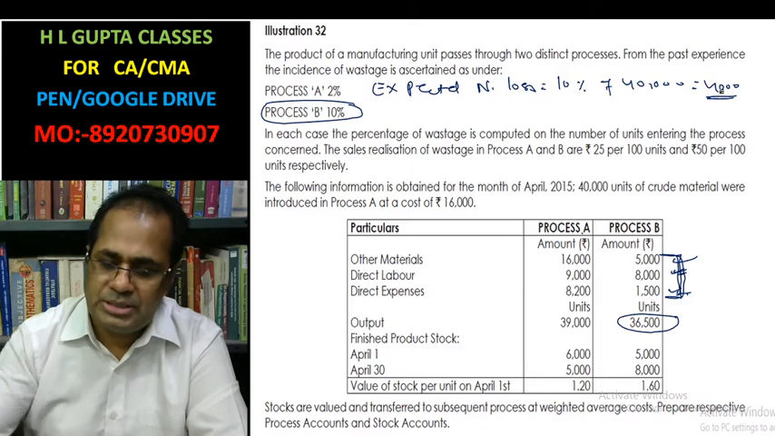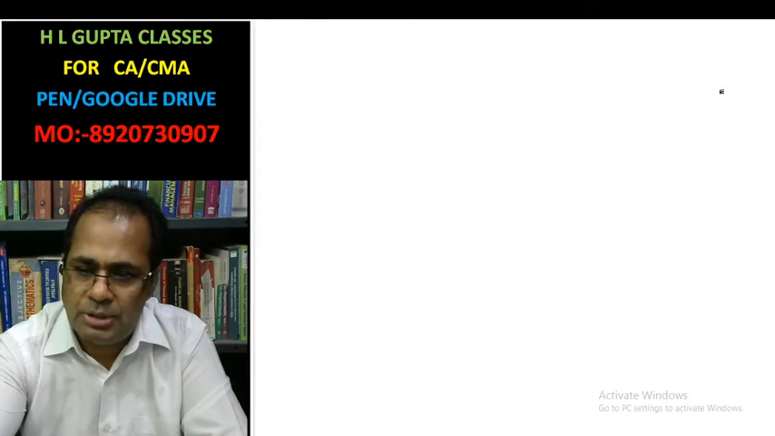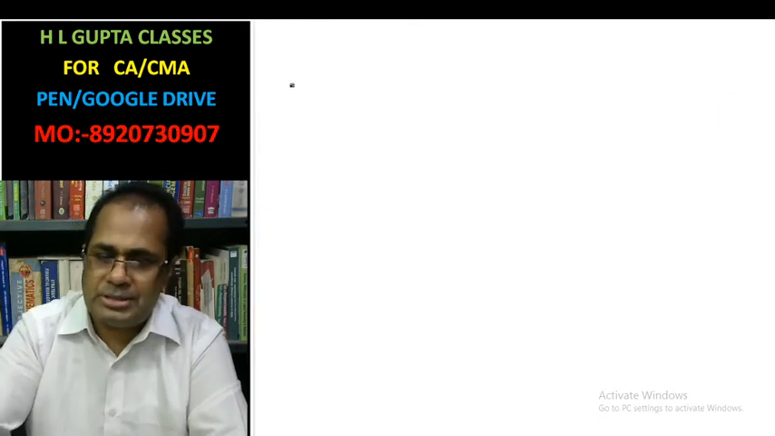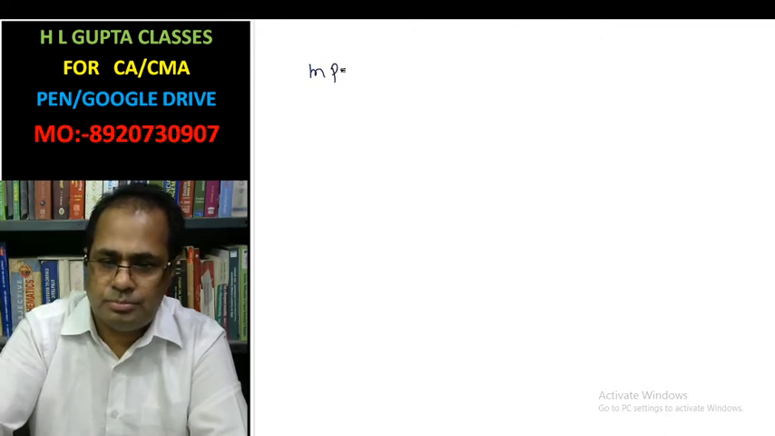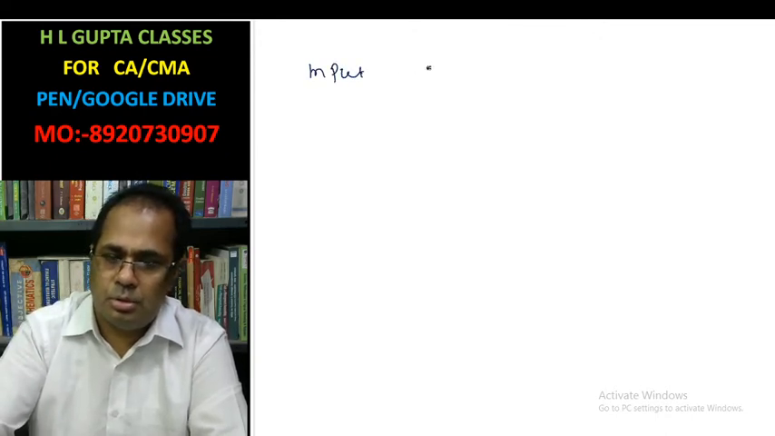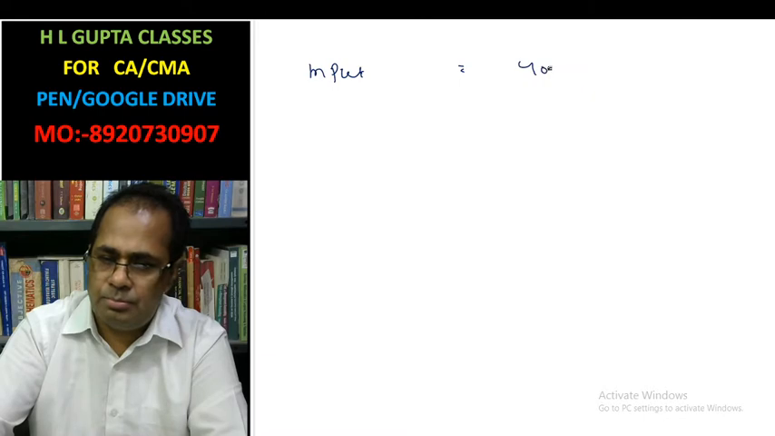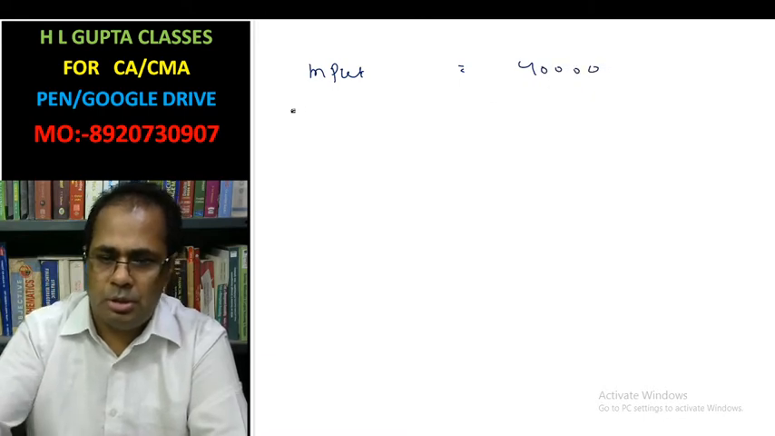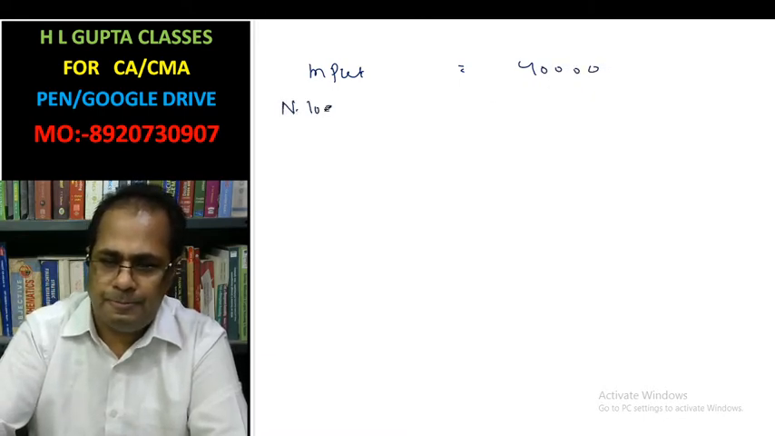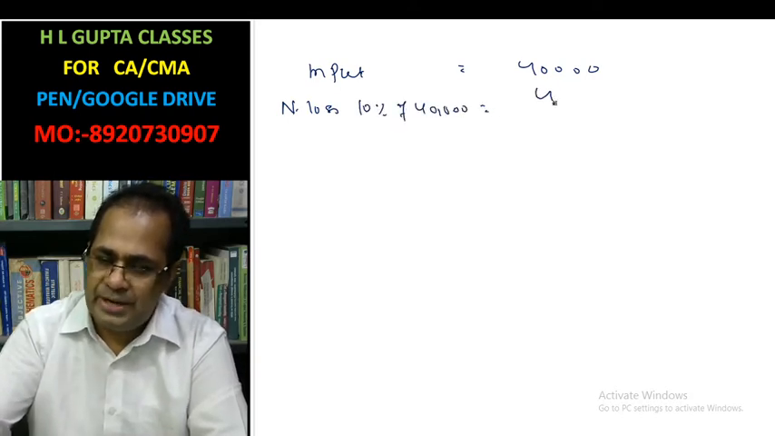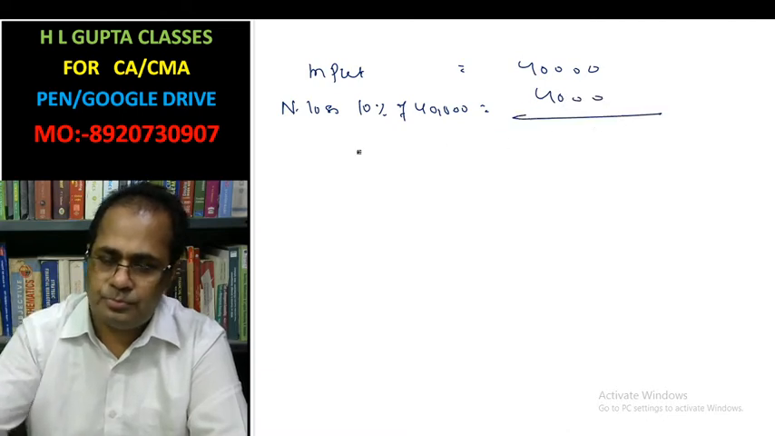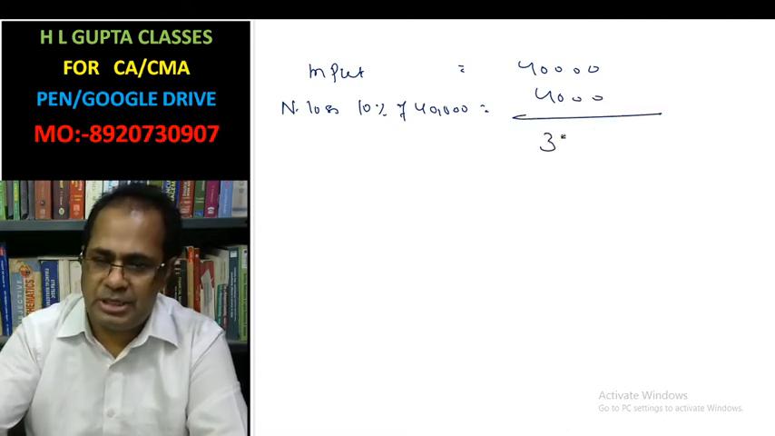Okay, please try to understand. This is 4,000 units. Now in this case, input is 40,000, normal loss is 10% of 40,000, that equals 4,000. This remains 36,000.